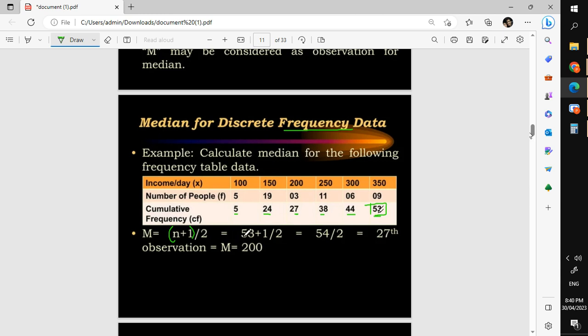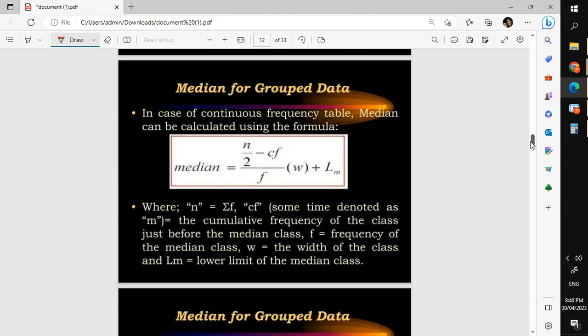So n is equal to 53 plus 1 divided by 2, that gives us 54 divided by 2. So 54 divided by 2 gives us 27, or the 27th observation. Meaning, the 27th observation will be at our median. So in this case, the corresponding value of x here is 200. Therefore, the median is 200.